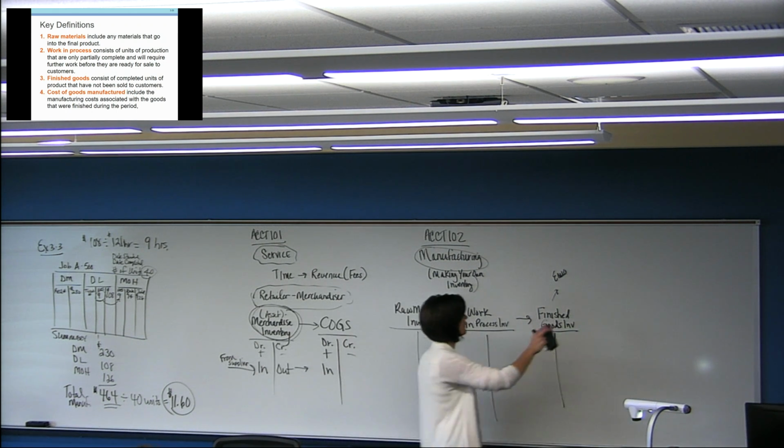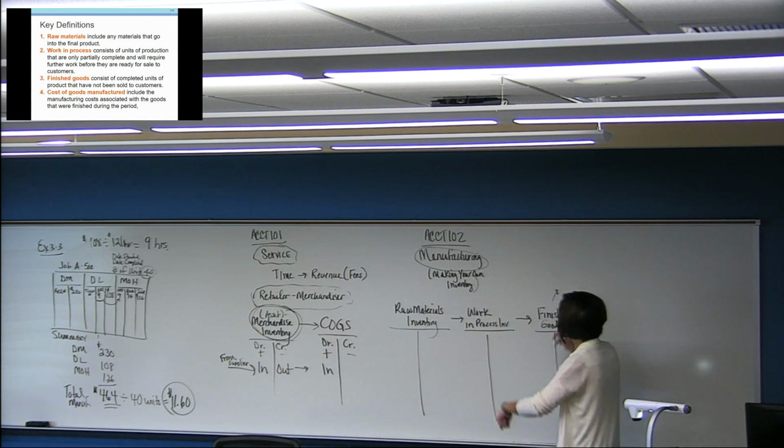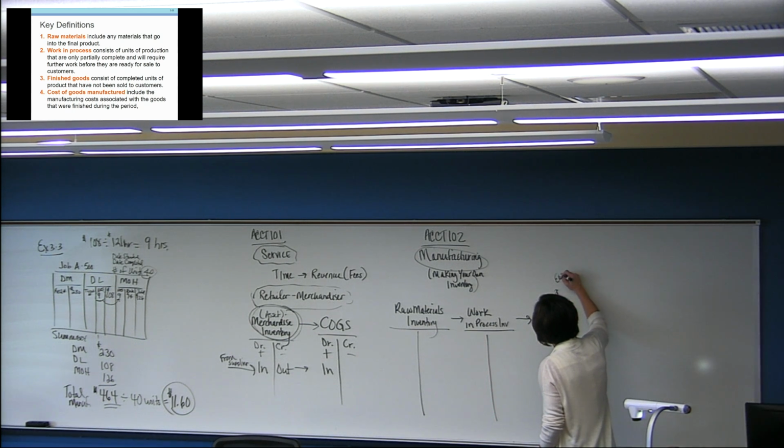Why? Because they're finished, right? And over there, you're already buying them finished. You don't call them finished goods in the retailer because you didn't make them, right? So this is equivalent to merchandise inventory for a retailer.